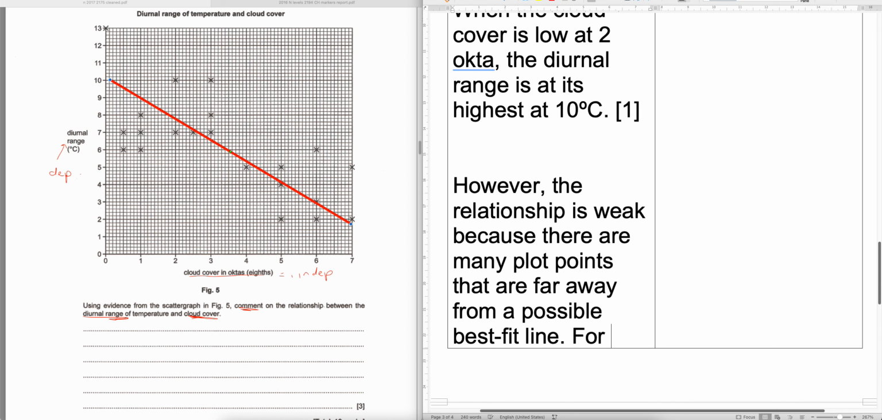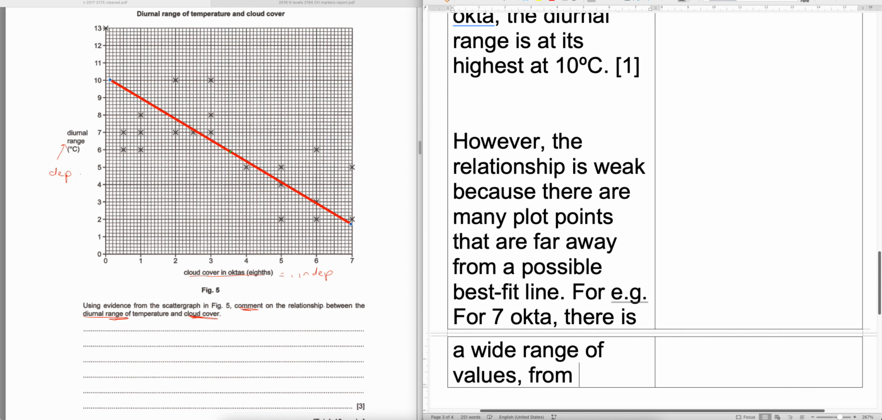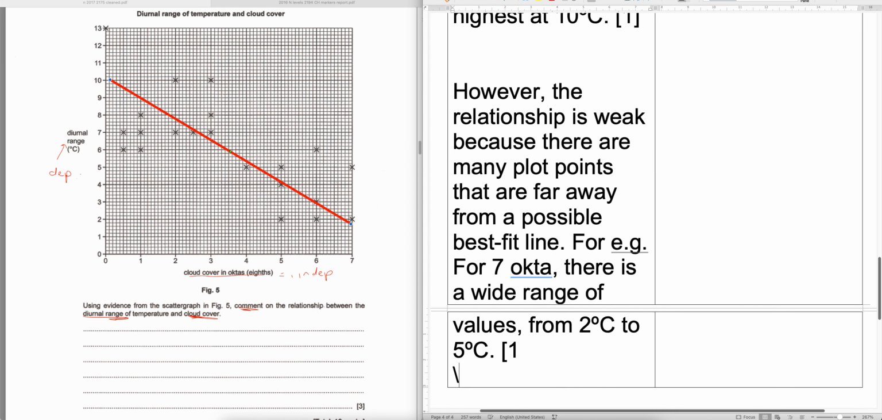For example, for 7 octa, there is a wide range of values from 2 degrees Celsius to 5 degrees Celsius. That will point out that there are so many different possibilities. Or if you don't talk about this, you can also talk about this one: 3 octa, how there are 3 different values. That makes it hard to determine which is the one.